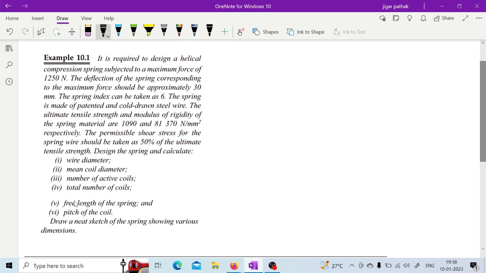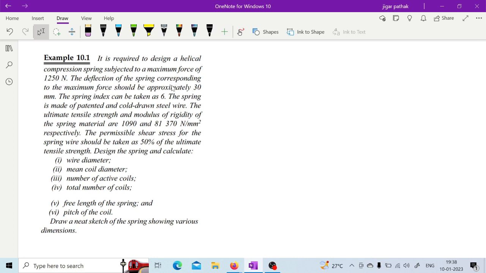So what this numerical says is, it is required to design a helical compression spring subjected to a maximum force of 1250 Newton. The deflection of the spring corresponding to the maximum force should be approximately 30 mm. Then the spring index can be taken as 6. The spring is made of patented and cold drawn steel wire. The ultimate tensile strength and modulus of rigidity of the spring material are 1090 and 81,370 Newton per mm square respectively. The permissible shear stress for the spring wire should be taken as 50% of the ultimate tensile strength. Now design the spring and calculate the wire diameter, mean coil diameter, number of active coils, total number of coils, free length of the spring and pitch of the coil, and draw a neat sketch of the spring showing various dimensions. So now can you try this question?